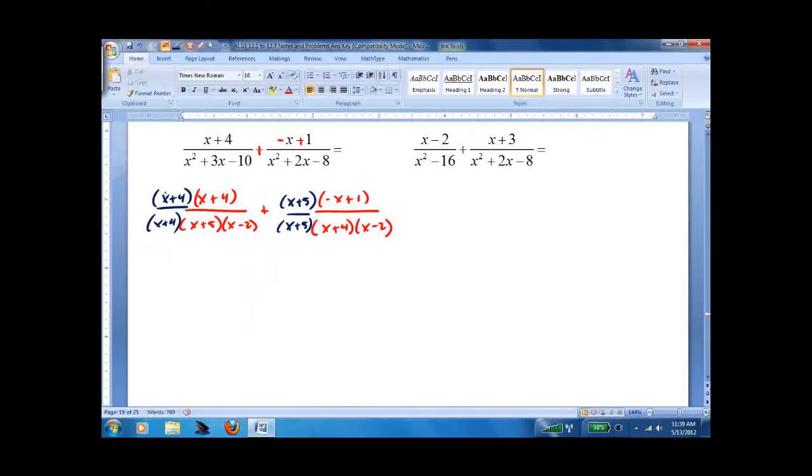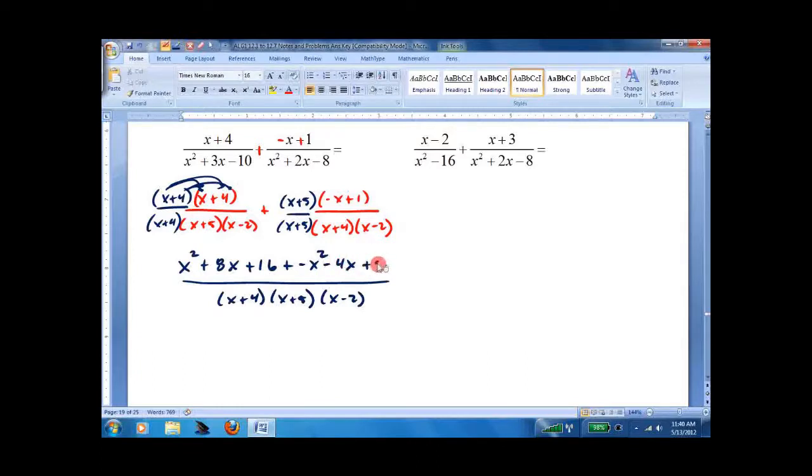Now I have to FOIL out the top, and it's a good thing we've practiced this and we're good at it. Hint, hint, wink, wink. That's x squared plus 4, which I combine to make 8, plus 16. The bottom I will not FOIL out because I might end up canceling things later. And again, it'll make my life easier when I have to go find excluded values. Negative x squared minus 5x plus 1x is negative 4x plus 5.